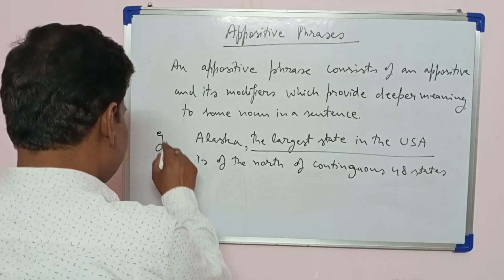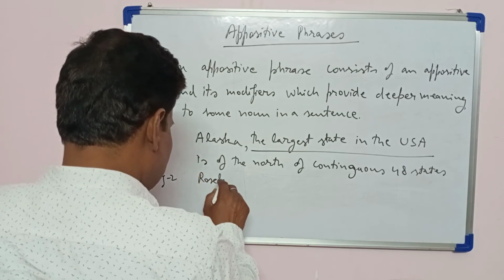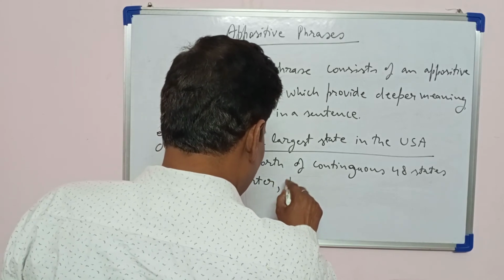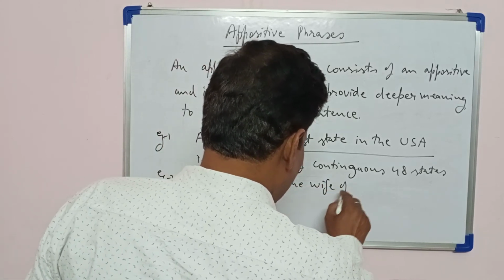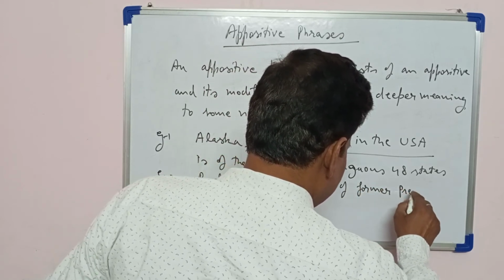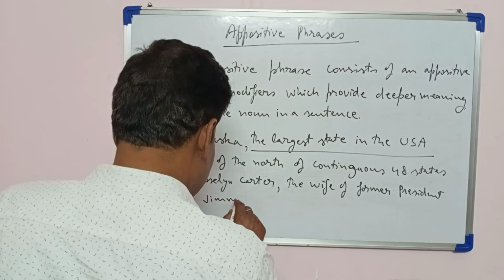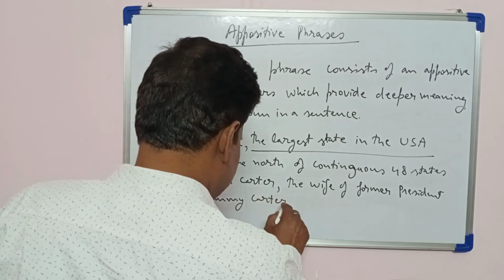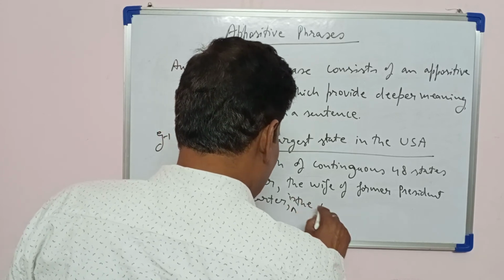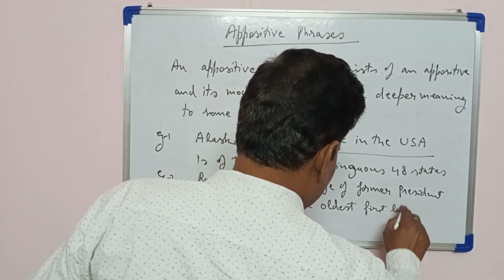See another example. Rosalind Carter, the wife of former President Jimmy Carter, is the oldest first lady.